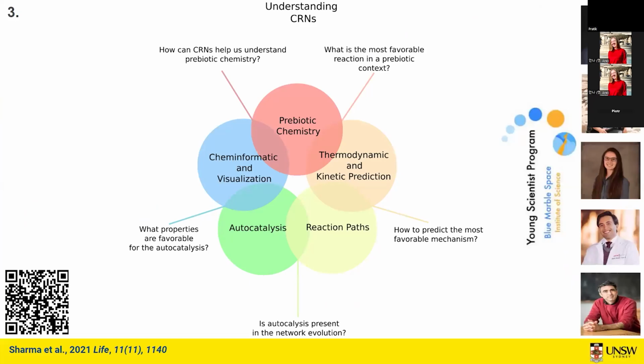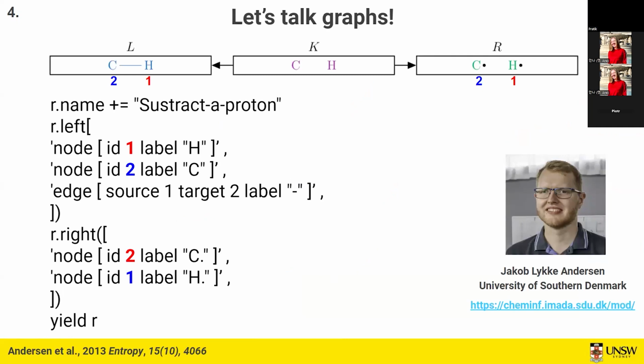Because I can't see the screen, I have to go back. Why it's good for me to explain chemical reaction networks, because a lot of people here are not chemists, or maybe they are. What we want to do is look at pre-biological chemistry, so chemistry that was before biology, in the early origins of life. We want to encompass it as a certain chemical reaction, then do thermodynamic predictions, predict the reaction paths, get autocatalytic data, and finally use tools in cheminformatics and network theory for visualization and characterization.